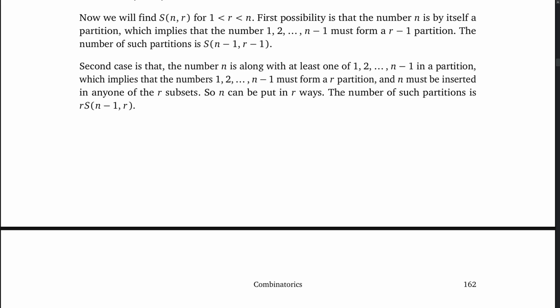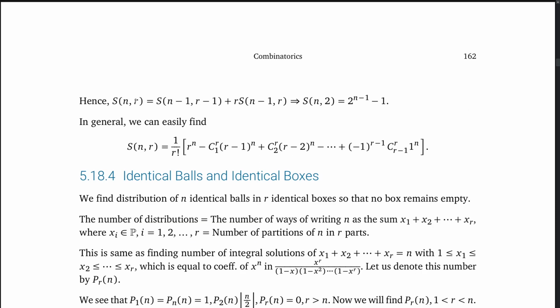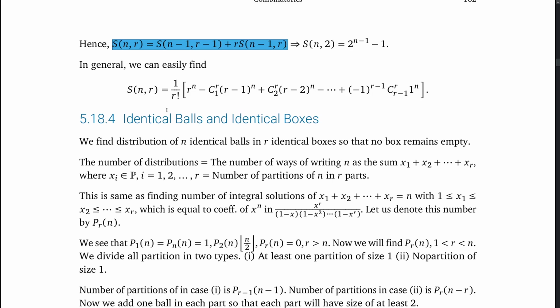So n can be put in R ways. The number of such partitions is R S(n-1, R). So we have S(n, R) = S(n-1, R-1) + R S(n-1, R), which implies that S(n, 2) = 2^(n-1) - 1. So this is the recurrence relation which you need to solve.